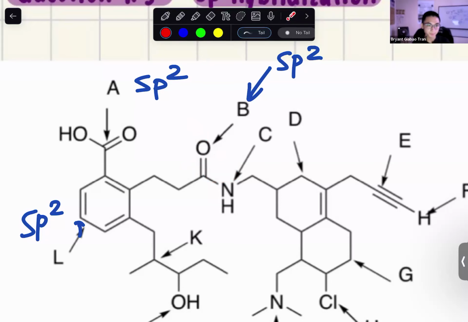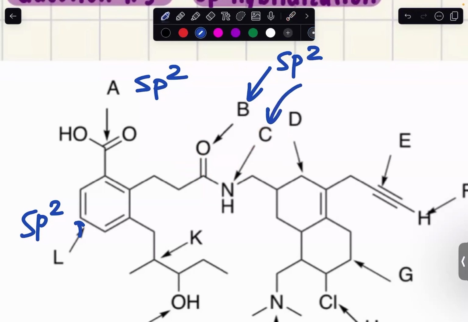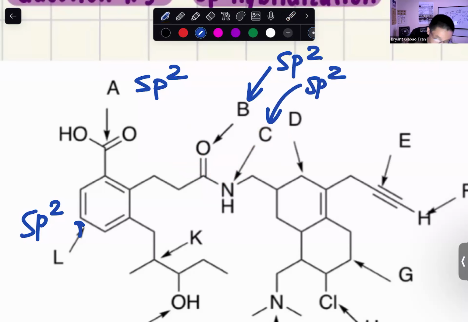So this is a tricky one because this pair of electrons on the nitrogen here can do resonance with the carbonyl. And if it can do resonance with the carbonyl, it's going to be sp2 hybridized. It looks sp3, but it's actually sp2 because it could do resonance. So you have to watch out for the neighboring group.